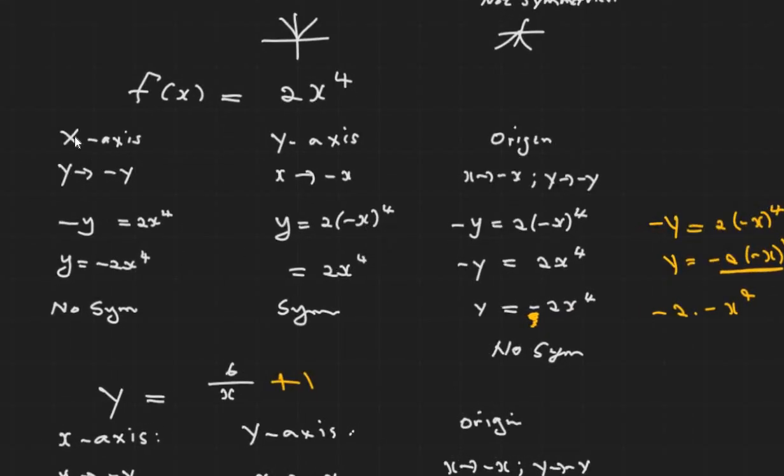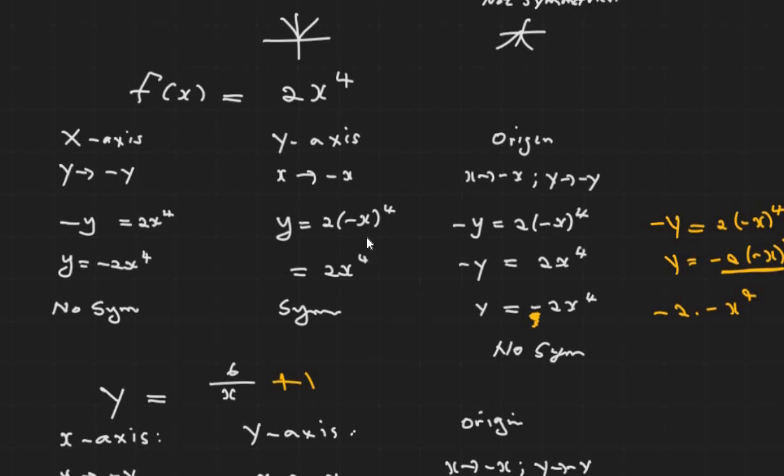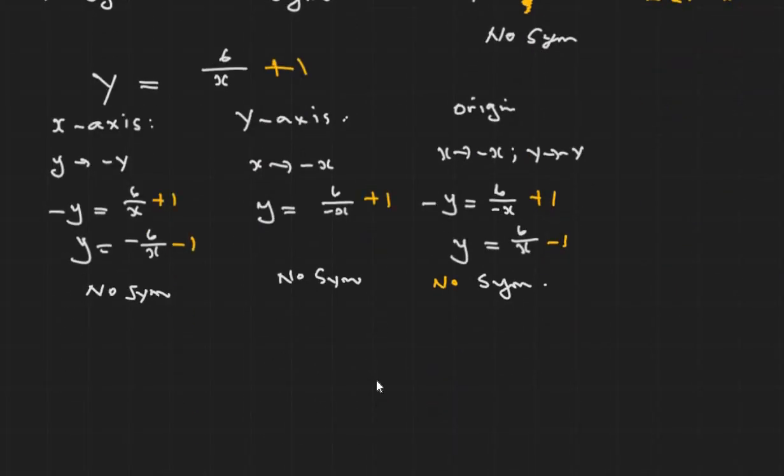Like for the x-axis, you're going to swap the y for negative y. For the y-axis, you're going to swap x for negative x. For the origin, you're going to do both. And then remember, we swap, and then we must make sure that we get the original equation back for the symmetry to uphold. All right, so let us do another example or two this morning about the symmetry.